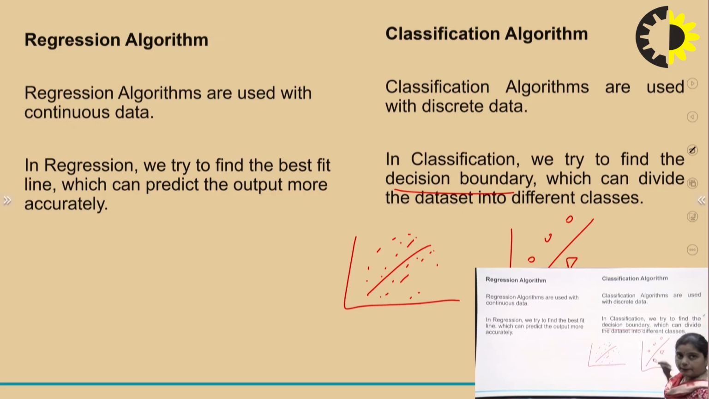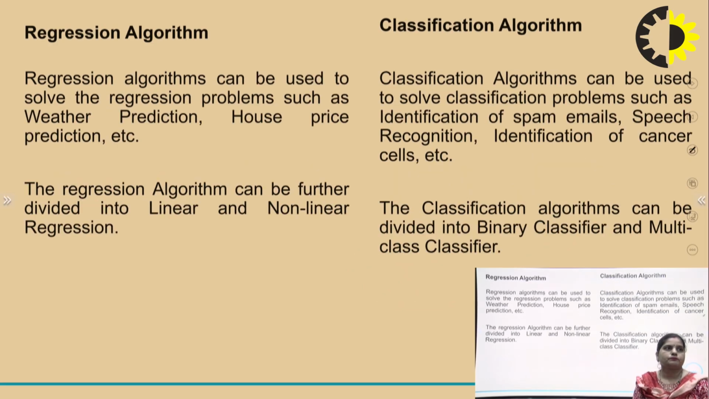So this is the hyperplane, or we can say this is the decision boundary which is going to divide the data set into the different classes. Okay, that whether this particular data point lies in the first class or this particular one lies in the second class. So basically classification focuses upon finding the decision boundary which can better divide the data set into the different classes, and in regression we are going to find the best fit line which can predict the output more accurately.